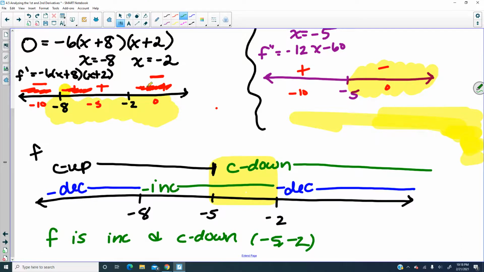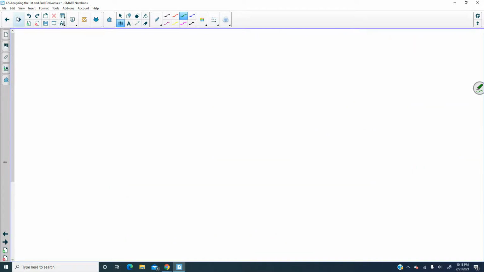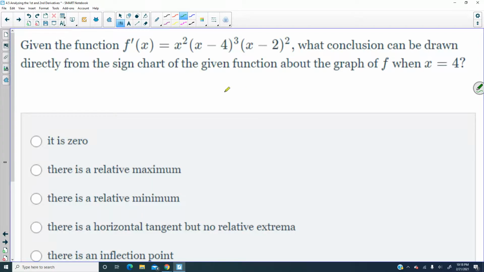Just be careful with those signs. They can get tricky sometimes for several people. Okay, so next, let's look at a couple of other types of questions you'll be asked. You'll be asked questions like this, where you're given f prime, and what conclusions can be drawn directly from the sign chart of the function f when x equals 4.